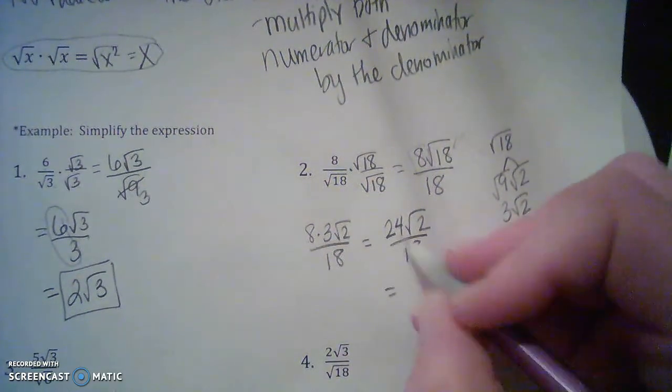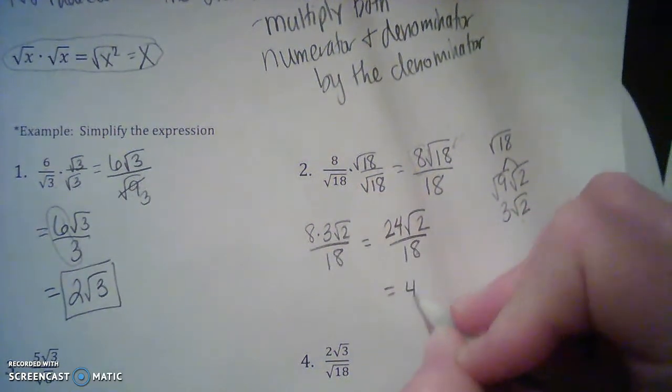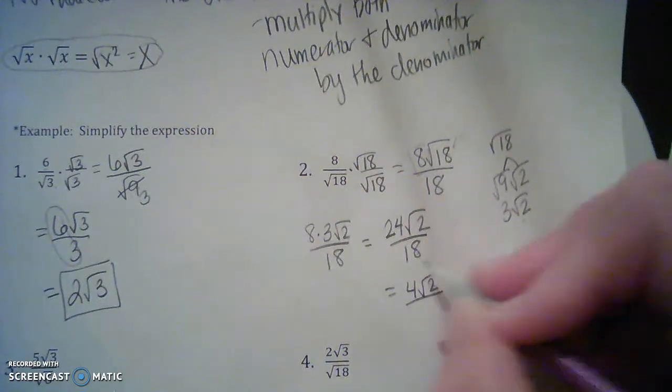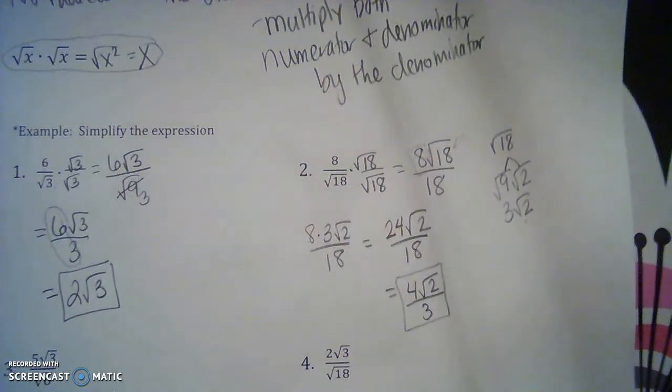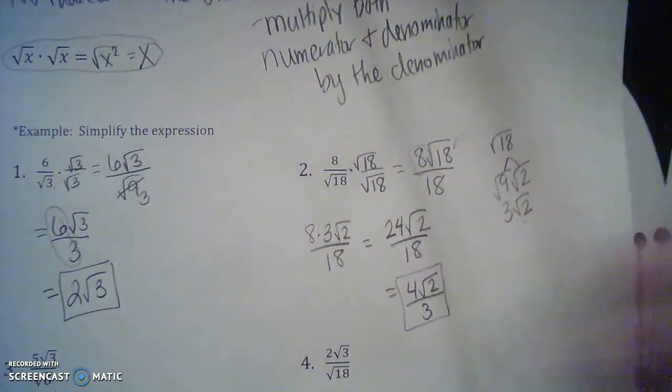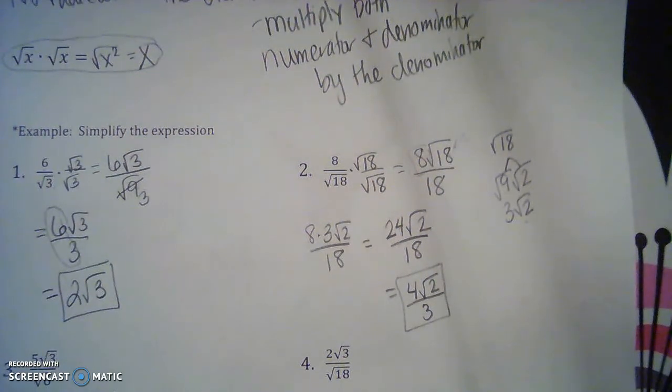So our final answer, 24 divided by 6 is 4 square root of 2, 18 divided by 6 is 3. That's our final answer. You can never do anything with the number inside of the square root when it comes to simplifying with your fractions. That stays how it is.